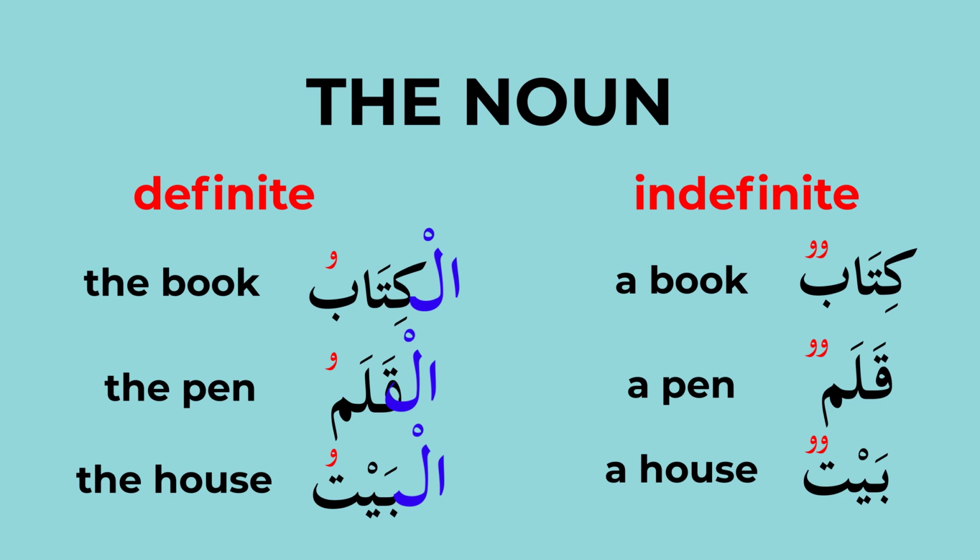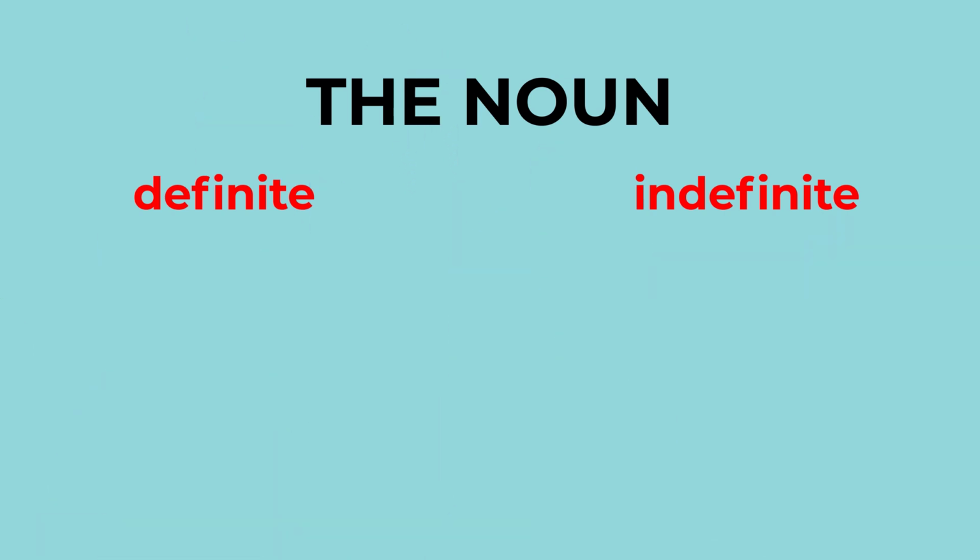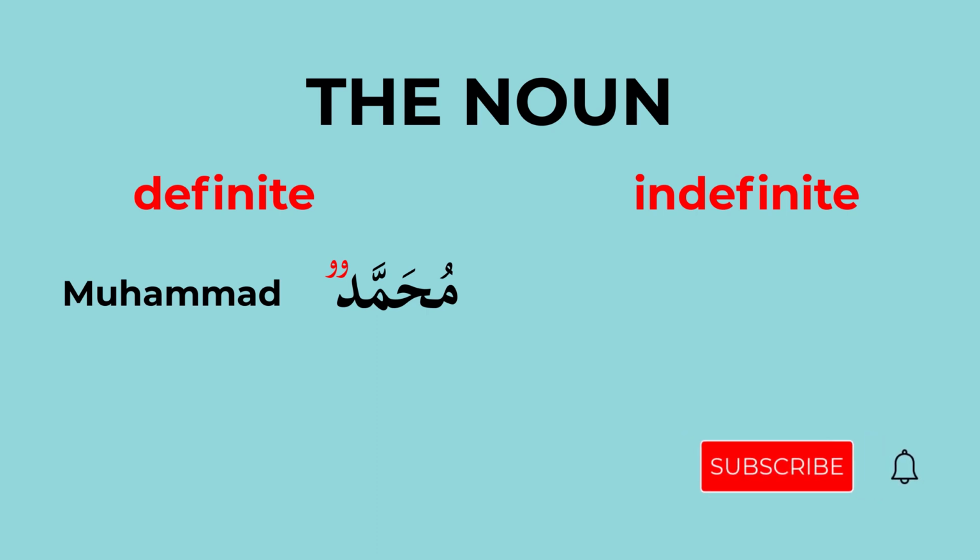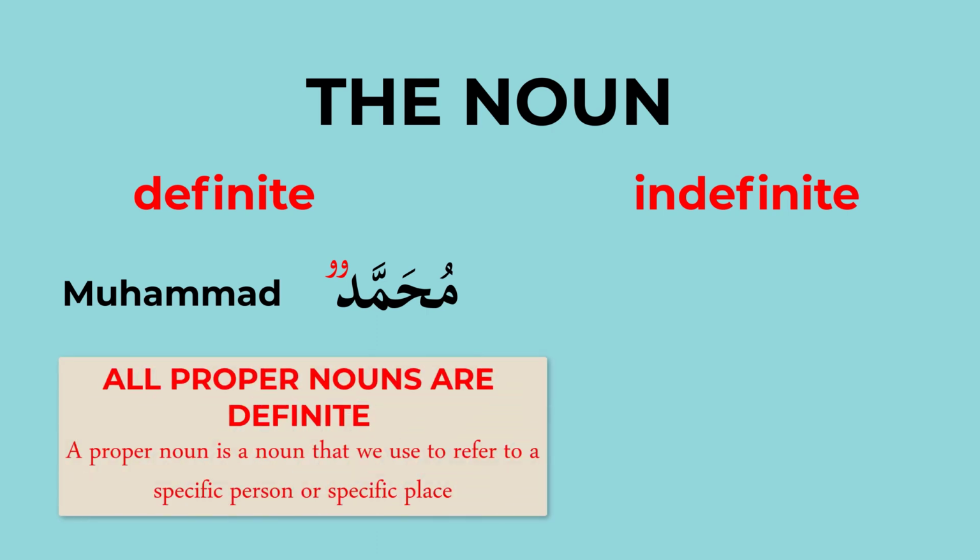I said baytun, it is indefinite. How about if I write Muhammadun? There is a tanween there which always tells me that the noun is indefinite. But what about Muhammadun? Is it definite or indefinite? It is definite. Brother, how come? Tanween means indefinite, and now you say Muhammad is definite. Yes, you are right. Why? Because Muhammad is a proper noun. All proper nouns are definite.